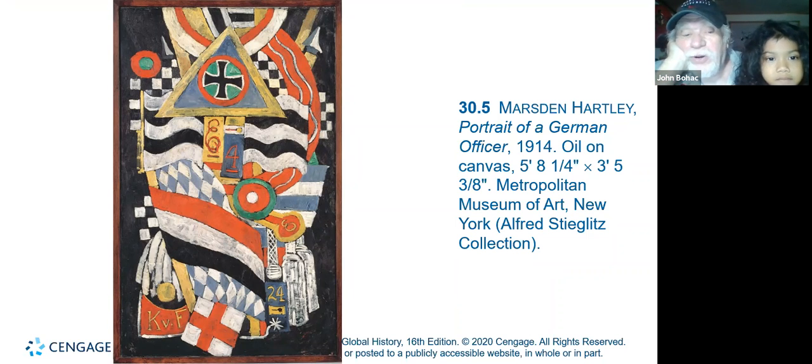What we have here is that this guy, Alfred Stieglitz, the Alfred Stieglitz collection, he was a guy that was actually bringing a lot of those European ideas to New York as well. And he did this thing.